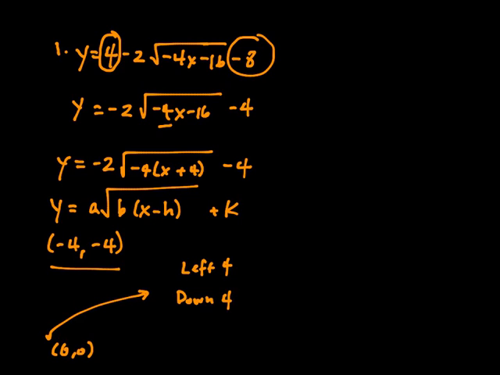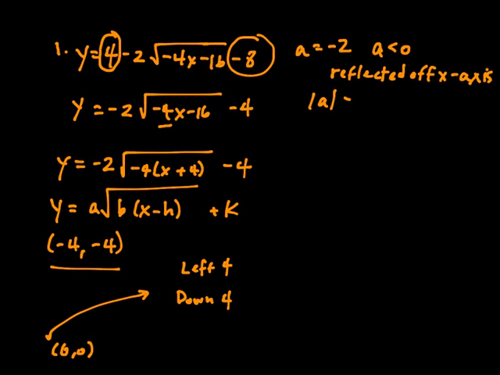Now, let's look at the transformations. Let's look at the a value. What's the a value? The a value is -2. Okay, first, we know that a is less than 0, so that means that this function, from the parent function, reflected off of the x-axis. Okay, now also the absolute value of a equals 2, so the absolute value of a is greater than 1, so that is a vertical stretch.